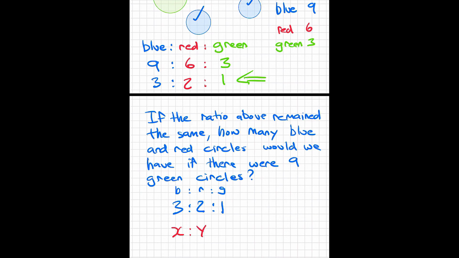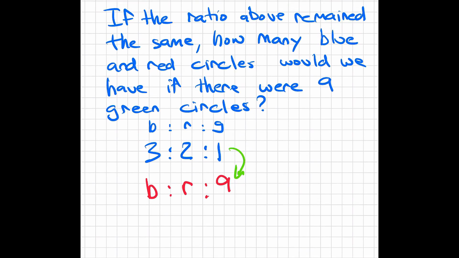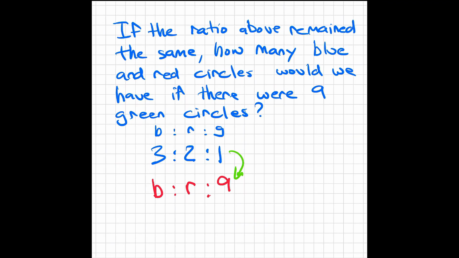Now really I could have actually probably called it a B for blue and a R for red, but it tells you we have 9 green. So you got to look at the ratio between these two right here, because those are the only two numbers that I have to work with. Okay, so if the ratio says that there is 3 blues, 2 reds, 1 green, but I have 9 greens, if I keep the ratio the same, how did I go from 1 to 9?